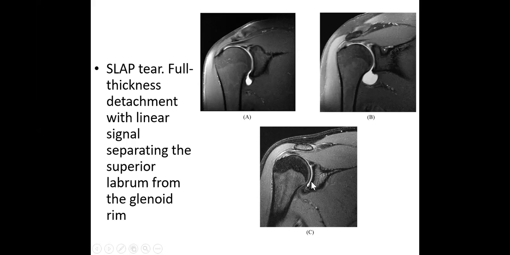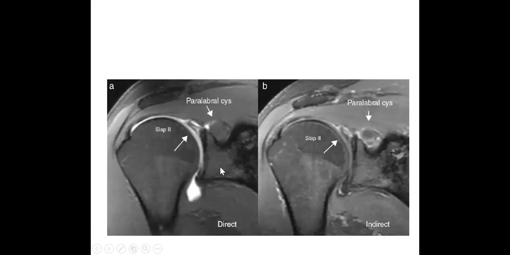This is actually the glenoid rim. This is the separation. ये यहाँ पर ये आप देख सकते हैं, and in तीनों में this is another criteria which is the full thickness detachment of the superior labrum from the glenoid rim. We can see here this is, and यहाँ पे आप ये देख सकते हैं. This is the SLAP region. This is the SLAP region.